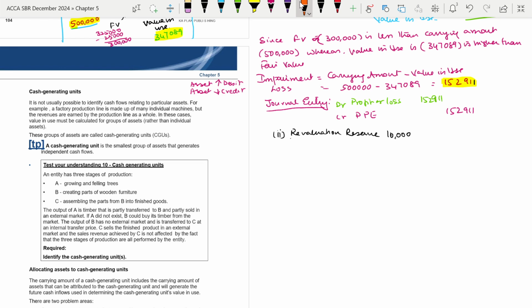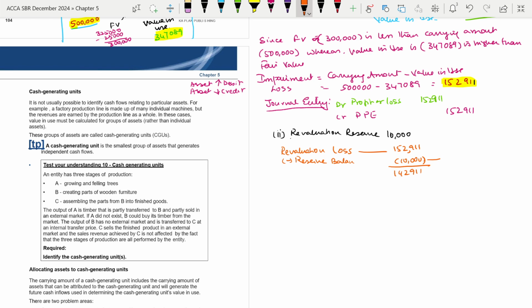That is not the point of contention. Okay, the reserve is there. Now, the revaluation loss is 152,911 minus. First, we have to deduct the reserve. How much is the reserve balance? The reserve balance is 10,000. How much will it come to? It will come to 142,911.